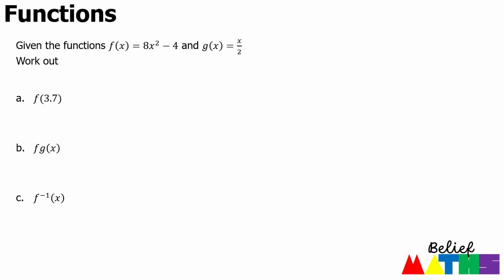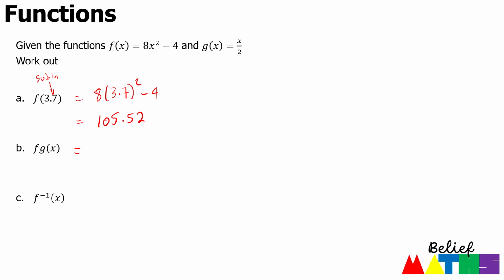Next we're looking at functions, and again, functions is one of those topics that can be relatively straightforward, but also can be quite complex, and it's just about understanding the notation. So the first one says, given those two functions, work out f of 3.7. Now that just means we sub in 3.7 for x. So therefore that's going to give us 8 times 3.7 squared minus 4. And we have a calculator, so we can just sub that straight in. 3.7 squared minus 4. And that gives us an answer of 105.52.